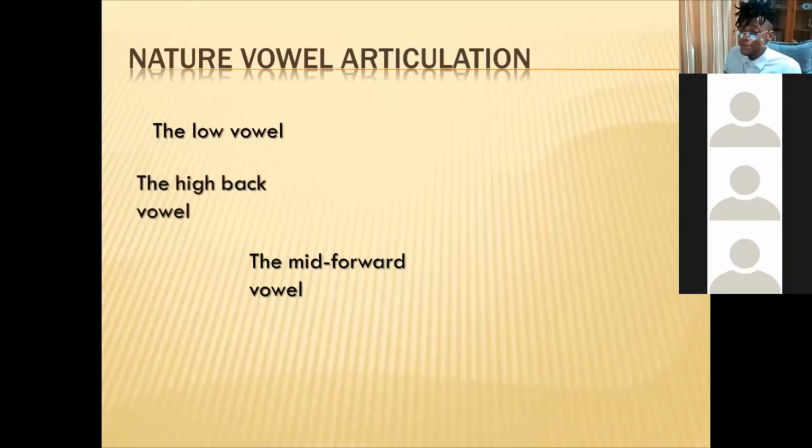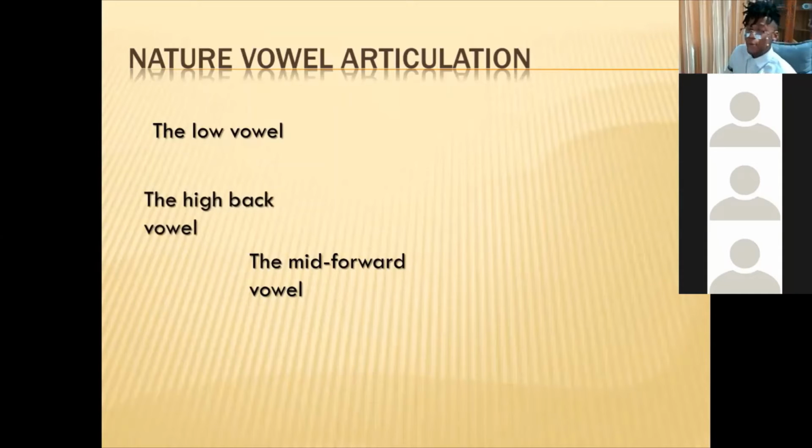And then we have the high back vowel. So high refers to the vertical position of the tongue, or the height of the tongue. So high means the tongue is in the high position within the oral tract. Back refers to the horizontal position of the tongue, right? So back means the tongue is at the back position of the oral tract. So the high back vowel, what vowel would that be? Can you guys guess?